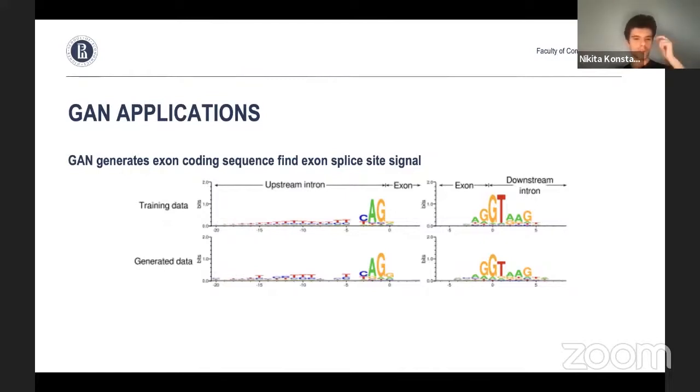Let's also look at some applications of generative adversarial networks in genomics tasks. For example, here we can see an example of training GANs to generate exon coding sequences, and we not only generate the exon coding sequence, but also where the intron stops and the exon starts, the borders of exons. After that, we can look at the patterns in the generated data, and we can see that the GANs are trained to generate patterns of exon starting and exon stopping.